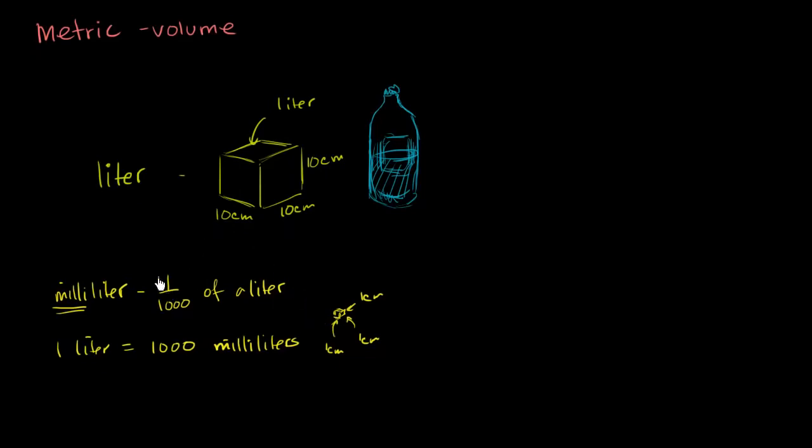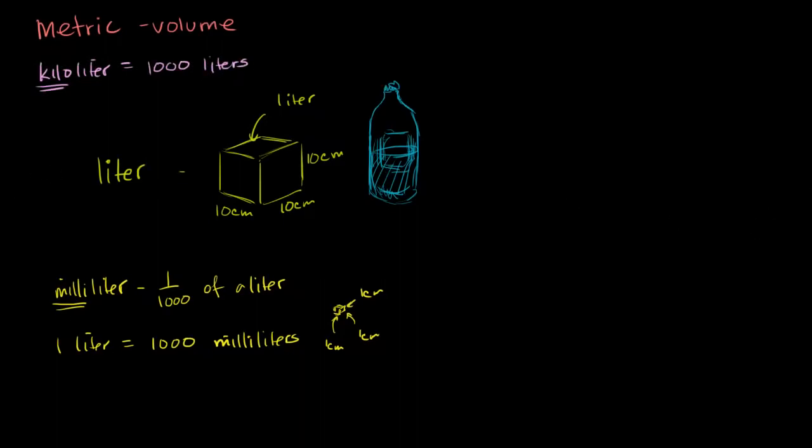If you want to go larger than a liter, and once again, you could use all the metric prefixes. You could use decaliter, you could use hectoliter, but the one that's most typically used is kiloliter. And as the prefix kilo implies, this is equivalent to 1,000 liters.